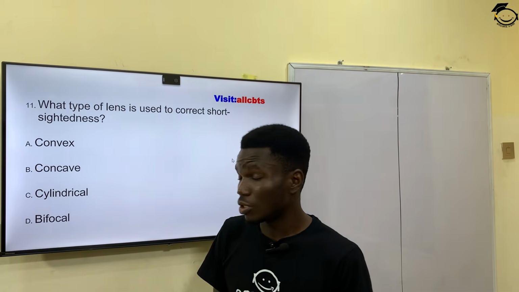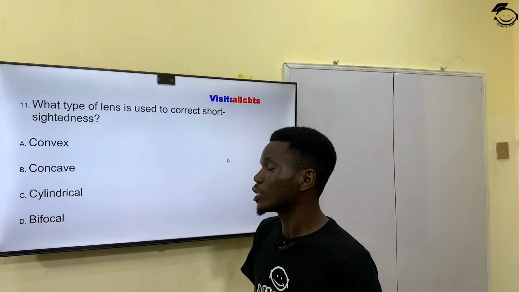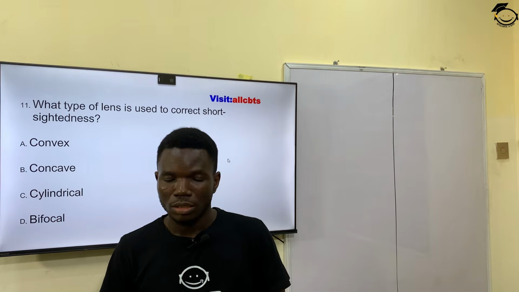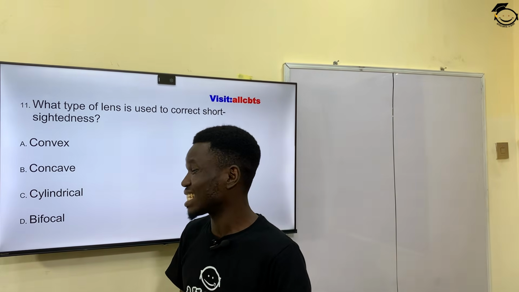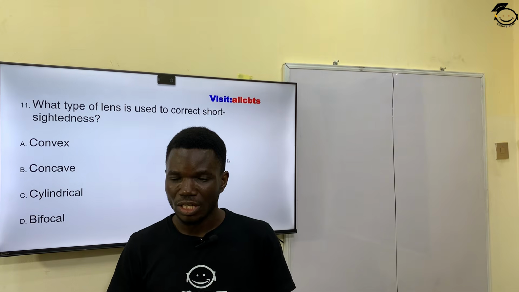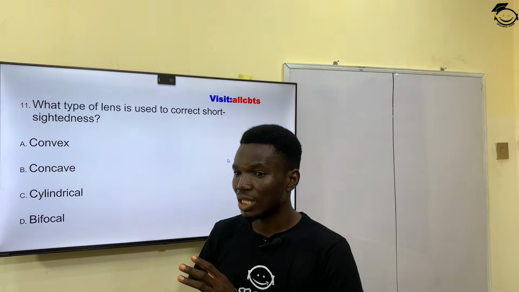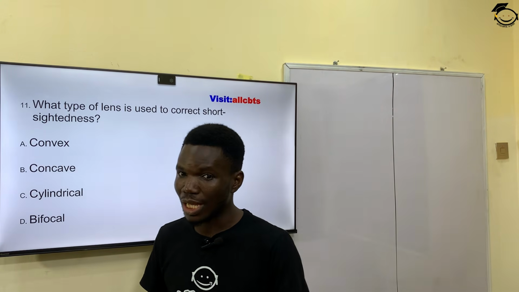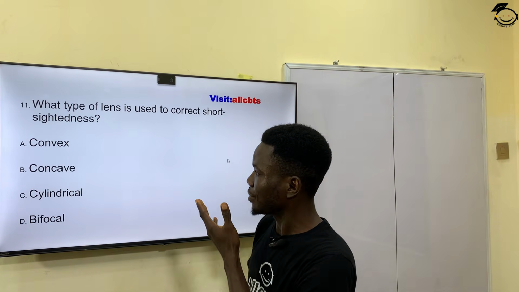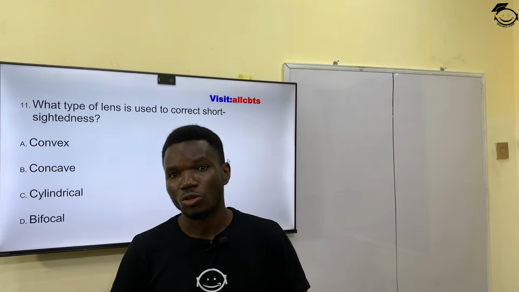Okay. Question number 11 is the next question, and it says, what type of lens is used to correct short-sightedness? The lens that we use for correcting short-sightedness, also called myopia, is the concave lens. The concave lens always brings the image in a diverging way. So the rays of light normally diverge before they get to the lens of the eye. So the correct answer to that question is option B, which is the concave lens.